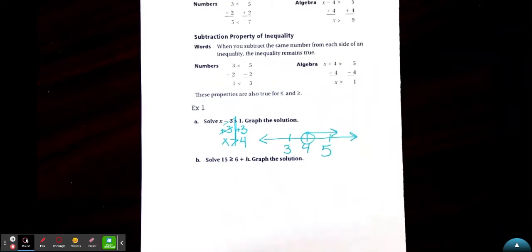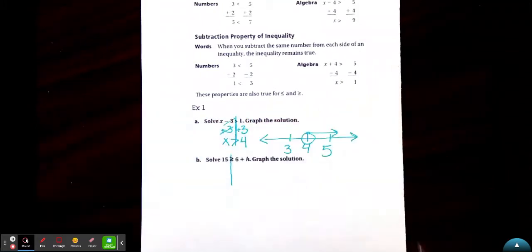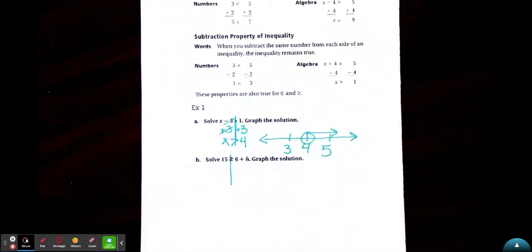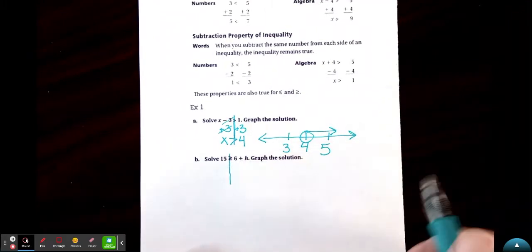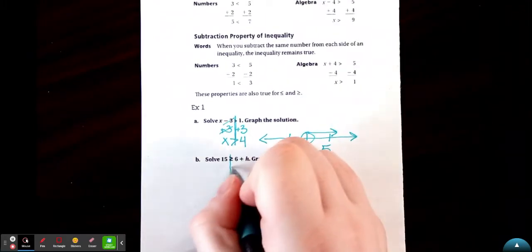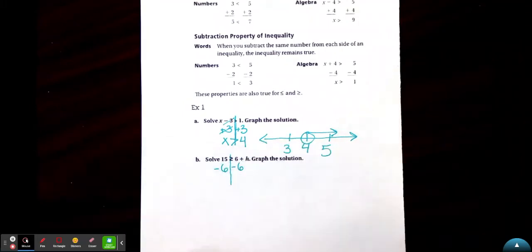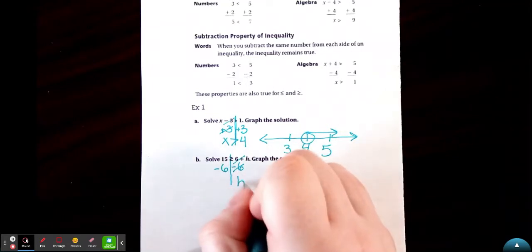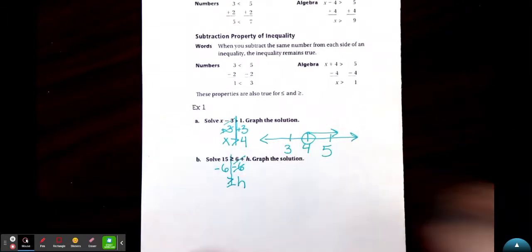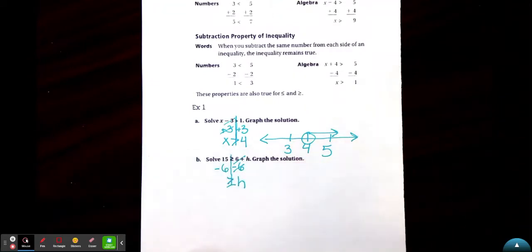All right, B, what's my first step? Draw the line. What am I trying to get by itself in this problem? H. So how am I going to get H by itself? Yeah, I want to get rid of the numbers that are near H. So I want to get rid of this plus 6. How do I get rid of plus 6? Minus 6. So I'm going to do that on both sides of my line. My plus 6 and my minus 6 cancel each other out, so I'm just left with H, and then this symbol, less than or equal to. What is 15 minus 6? 9.